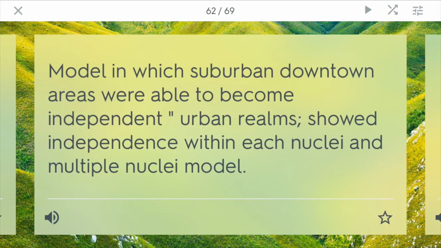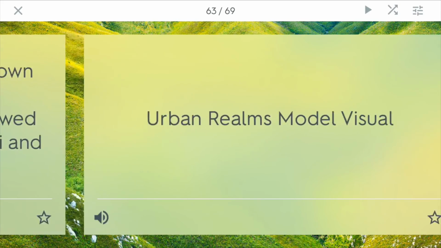The urban realms model is a model in which suburban downtown areas are able to become independent. They're their own urban realms, if you will, and they each show independence but eventually combine to form a multiple nuclei model where they revolve around a center city.